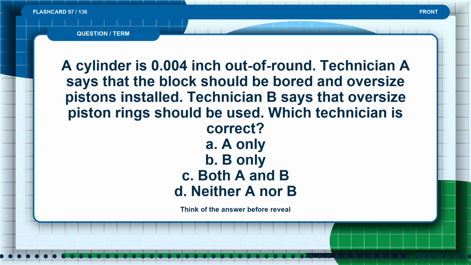Flashcard 97. A cylinder is 0.004 inches out of round. Technician A says that the block should be bored and oversized pistons installed. Technician B says that oversized piston rings should be used. Which technician is correct? A only, B only, C both A and B, D neither A nor B. Pause and think of the answer before the reveal.